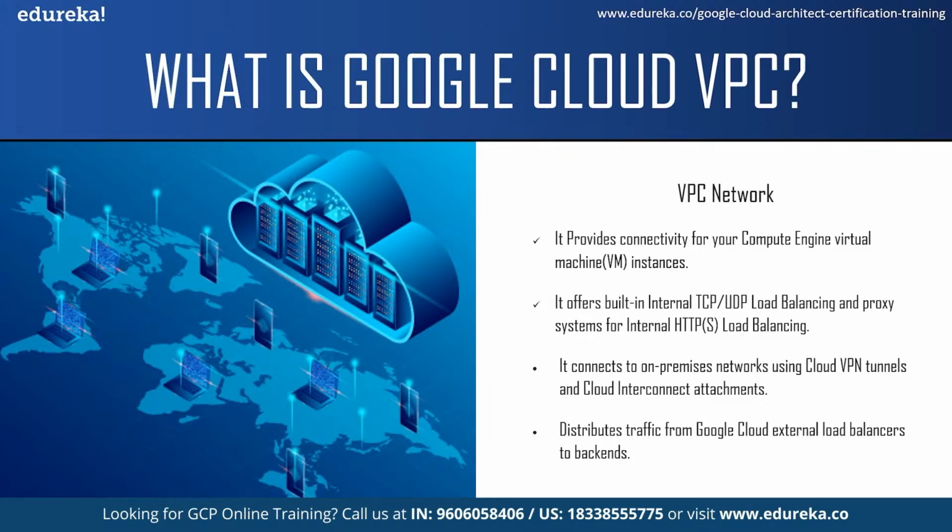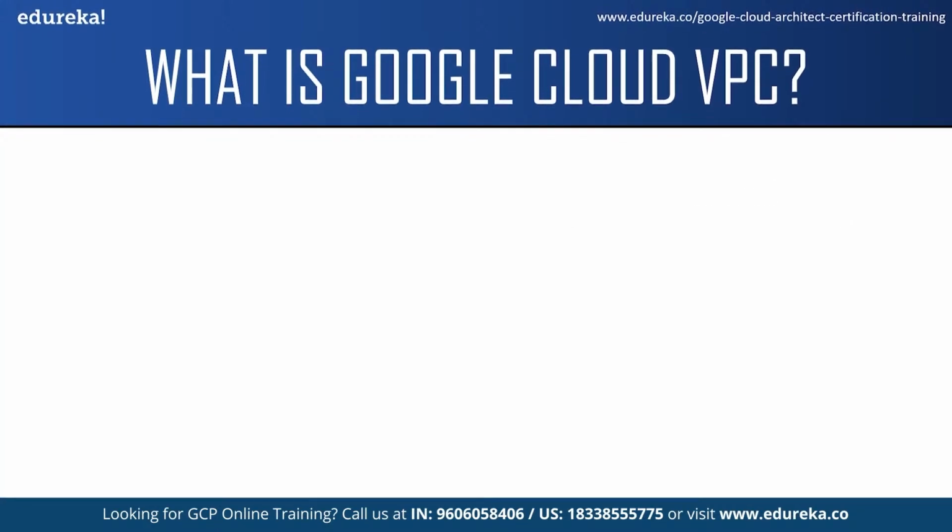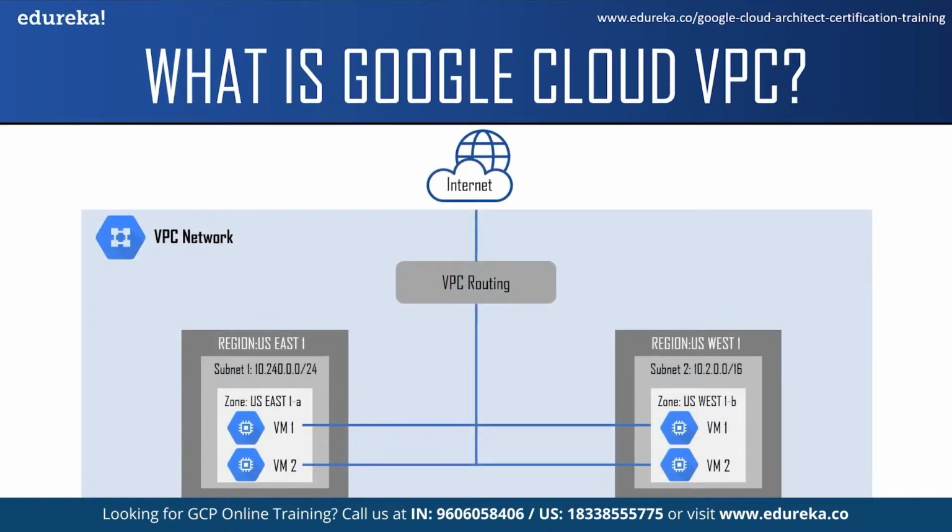Now to understand VPC networks better, let us take a look at their architecture. Here you can see we have two regions, US West 1 and US East 1, in a VPC network. Now a region is nothing but a specific geographical location where you can host your resources. And a region can have three or more zones. For example, the US East 1 region has three zones: US East 1A, US East 1B, and US East 1C.